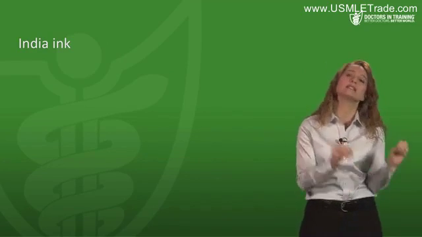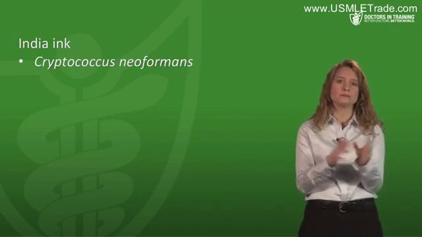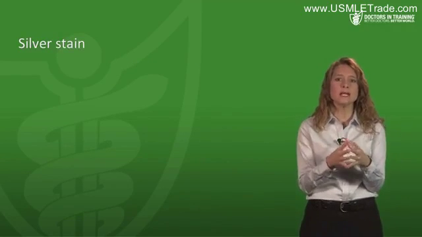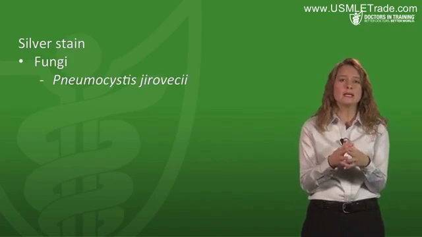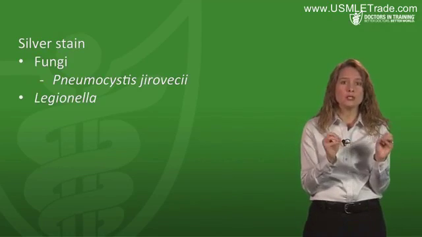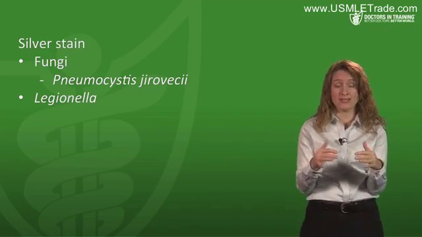And India ink. We mentioned this when we were discussing capsules, but this stain isn't routinely used for bacteria, but it's important for fungus. And remember, this is for Cryptococcus neoformans. Now, silver stain. Silver stain is used for fungi, including Pneumocystis, and it can also be used for Legionella. And just so you know, being familiar with these few stains can really pay off for you on the test.